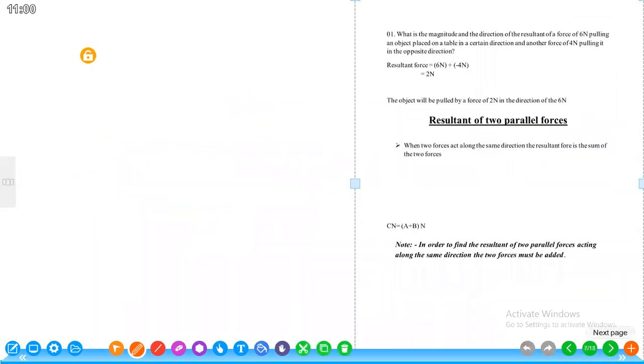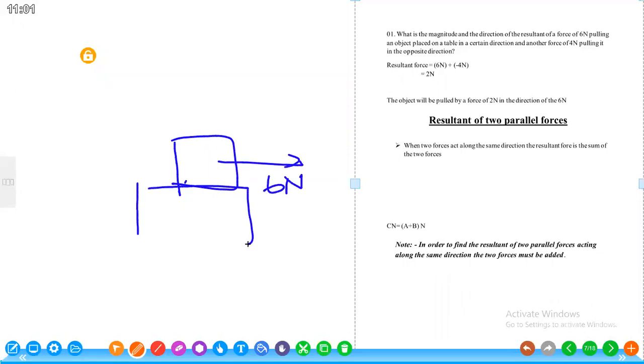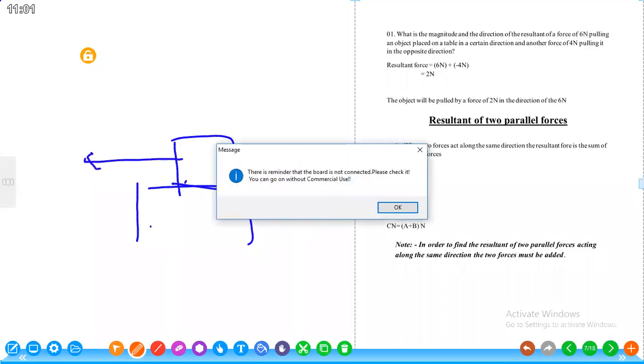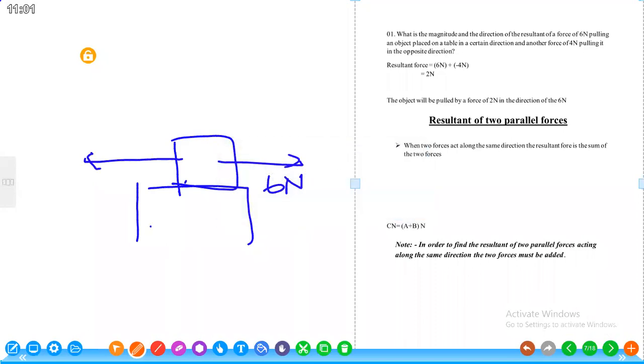Now, this is the question, students. What is the magnitude and the direction of the resultant force of a 6 Newton force pulling an object? Consider an object placed on the table, with 6 Newton pulling it in a certain direction, and another force of 4 Newton pulling it in the opposite direction. So what is the resultant force, students?